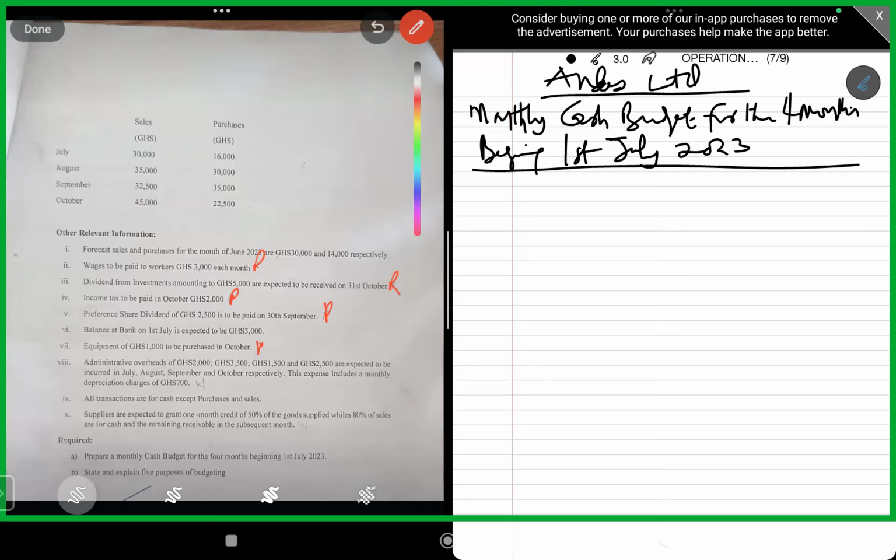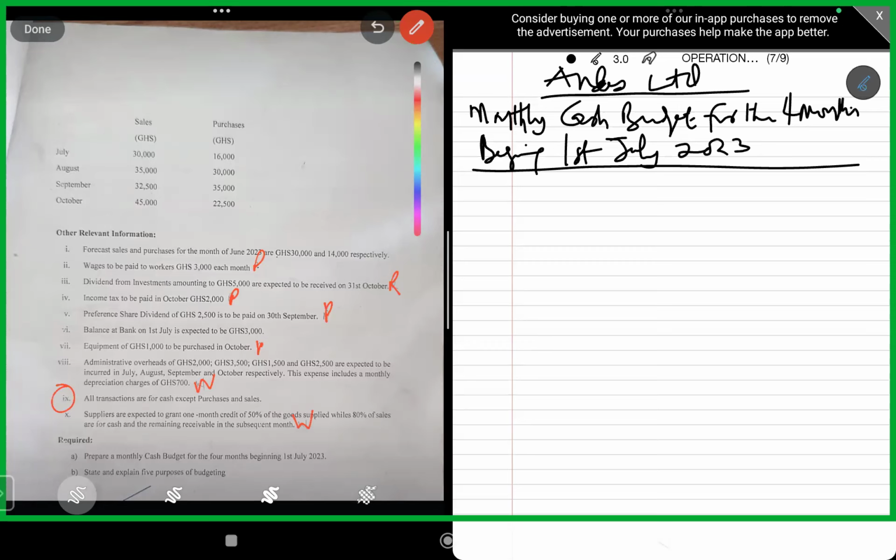Okay. And those which require workings, you write workings against them. So, for example, number VII, when you read the figure, it requires workings. You cannot straightaway tell that it is payment or receipts. For you to derive the payment or receipts, you must go for workings. Then the suppliers also, it needs workings. The IX is just saying that apart from purchases and sales, all the others are for cash transactions. Are you good?